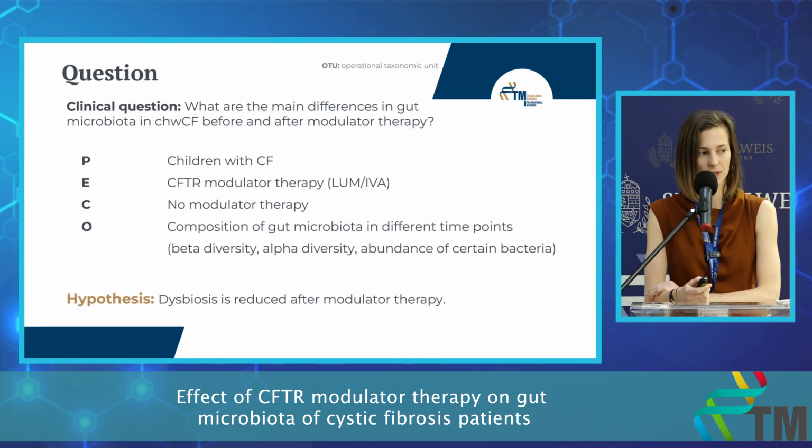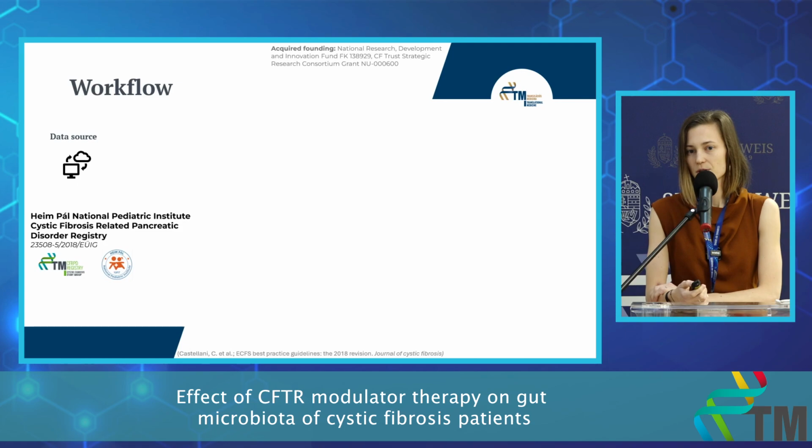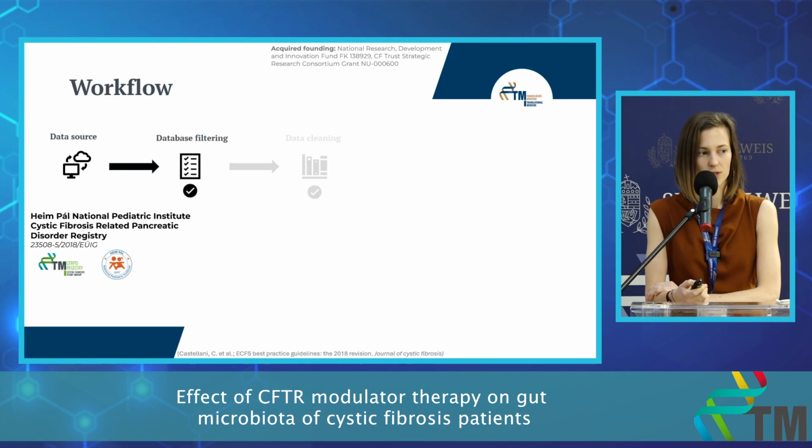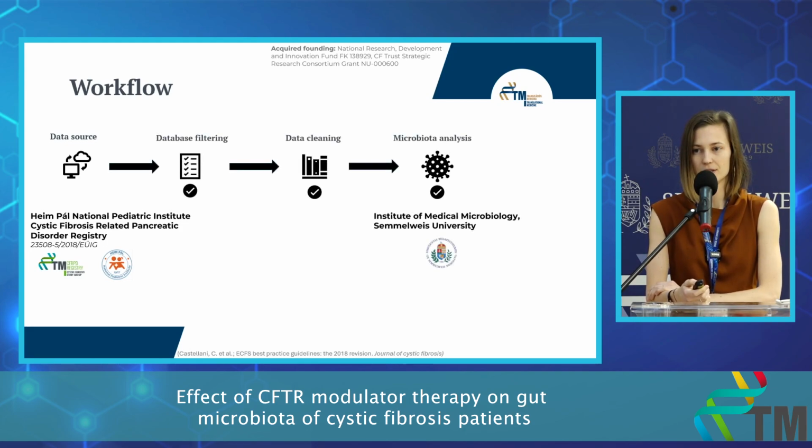We included children with CF before modulator therapy and after initiating this therapeutic modality. Our outcomes will be the same: alpha diversity, beta diversity, and the abundance of certain bacteria. Our hypothesis is that dysbiosis is reduced after CFTR modulator therapy. Our source of data was the cystic fibrosis-related pancreatic disorder registry. We finished database filtering and data cleaning, and microbiota analysis is also finished.